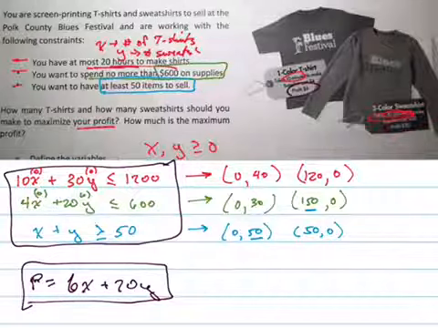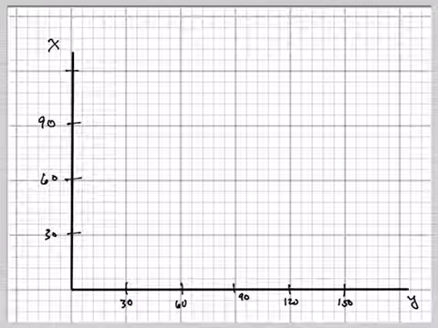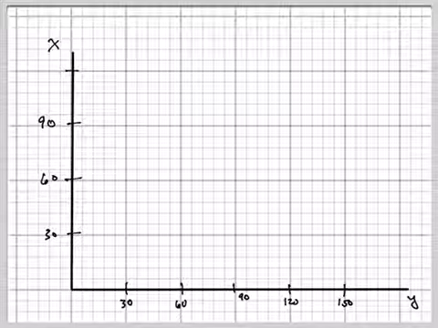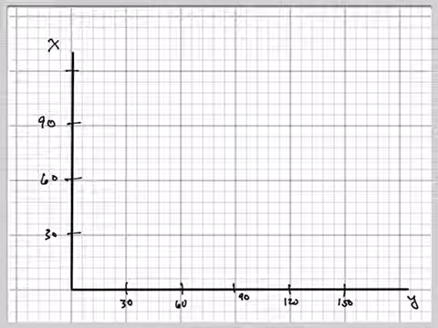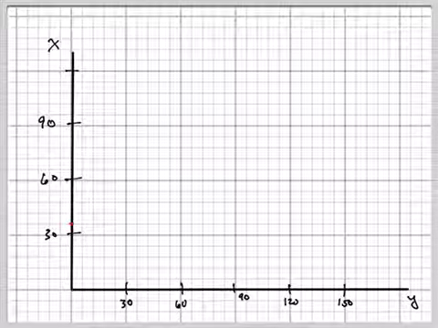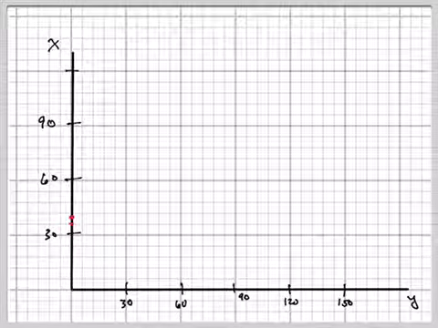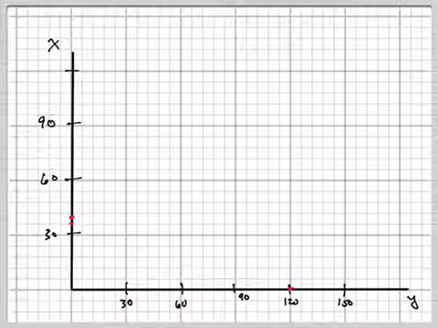Okay, so let's do these things. Let's do the red one first. The points are 0, 40, and 120, 0. 0, 40 is right about, let's see, 1, 2, 3, 4, 5. So that's 30 divided by 5 is 6. So each of these small tick marks is 6. So 40 is going to be right about here. And 120, 0, was it? Is right about there. It's exactly there.